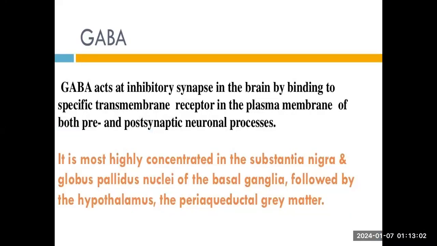GABA acts as the inhibitory synapse in the brain by binding to specific transmembrane receptors in the plasma membrane of both pre and post synaptic neuronal processes. It is most highly concentrated in the substantia nigra and globus pallidus nuclei of the basal ganglia, followed by the hypothalamus, the periaqueductal gray matter.